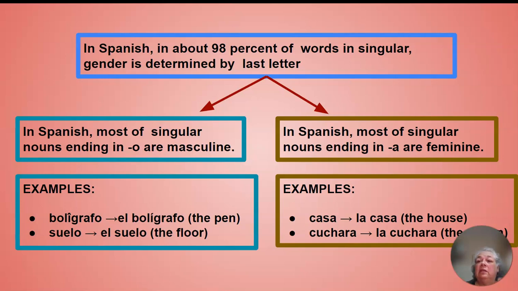If they end on an O, masculine, el. If it's plural, los. If it ends in an A, feminine, la. If it's plural, las. That's all. What about the other 2%? That is material for another lesson. Okay? But it's going to follow.